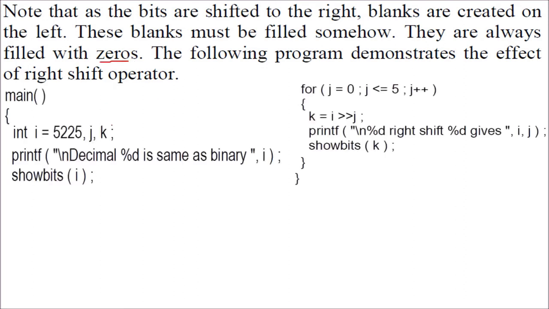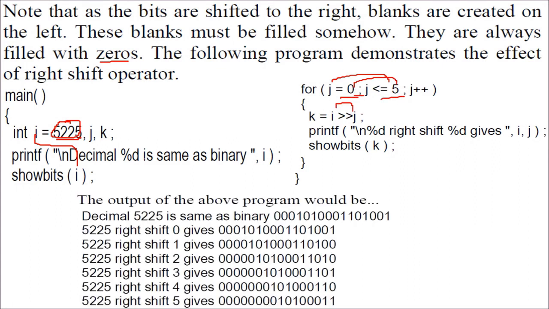We'll see a program. This program is doing nothing special. It is just taking 5225. We have passed this i to show bits so that the binary equivalent of this can be obtained. And from 0 to 5, that is, we want to shift first 0 times, then 1, then 2, till 5. We want to shift this number 5225 from 0 to 5. So this is the shifting.